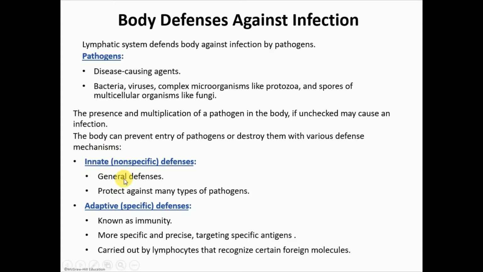So it's a very general defense. It does help us, it does protect against lots of pathogens. But we also have a more adaptive defense. So when this innate defense fails, we are going to go on to an adaptive defense, and that is more specific to the germ coming in. It is immunity, meaning that if I attacked something using my adaptive defense, I am now immune to that germ. And so again, it's more specific, it's more precise, and it's made by the lymphocytes.